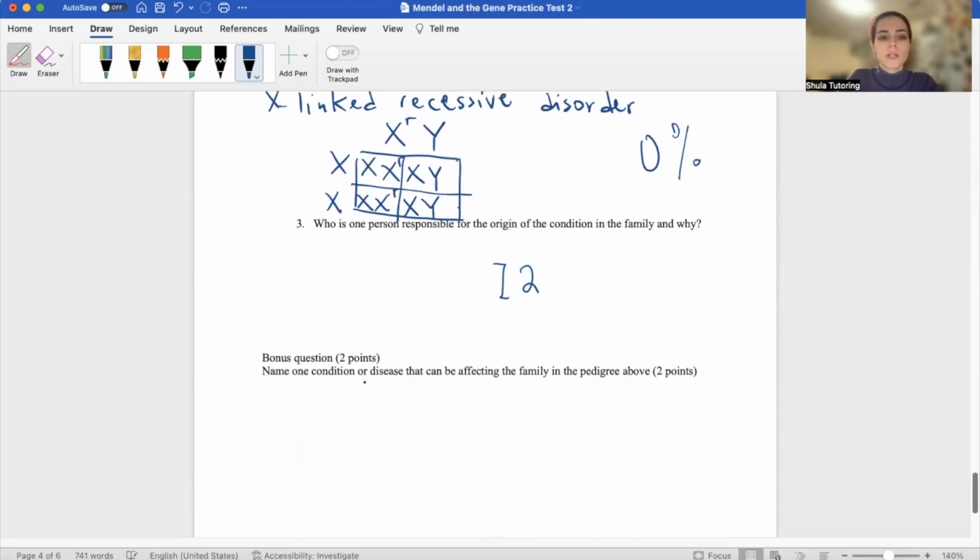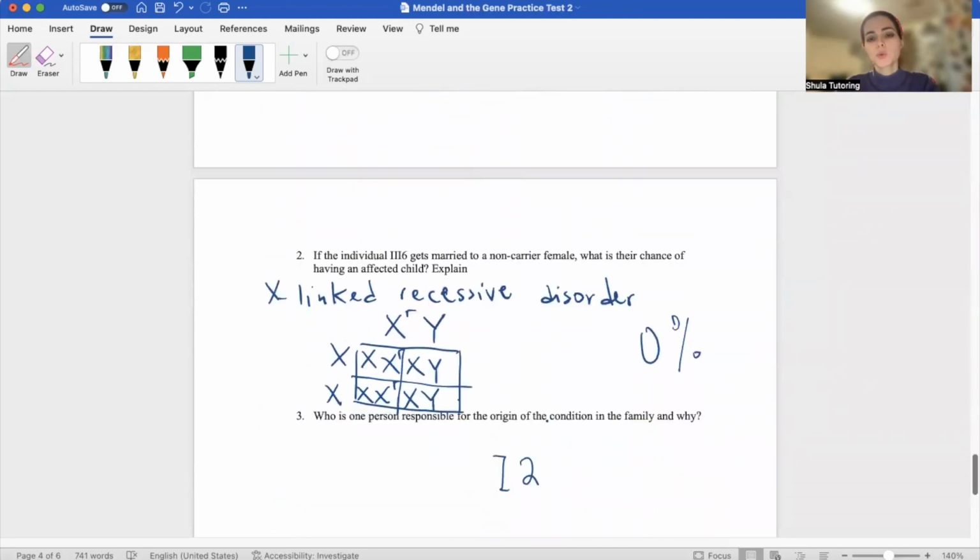And bonus question, name one condition or disease that can be affecting the family in the pedigree above. So this is an X-linked disorder, a condition. So let's say hemophilia would be a good one. Color blindness would be a good one. Anything that you can remember that's X-linked would work here.